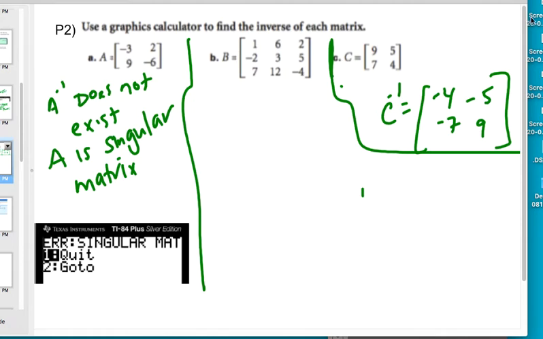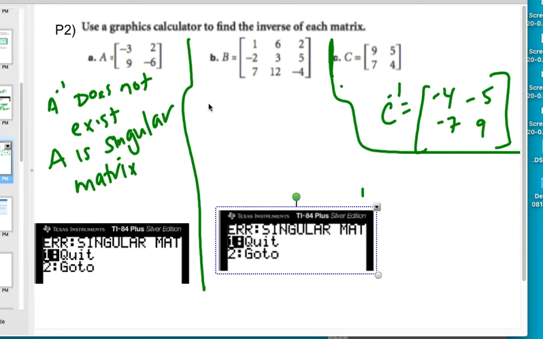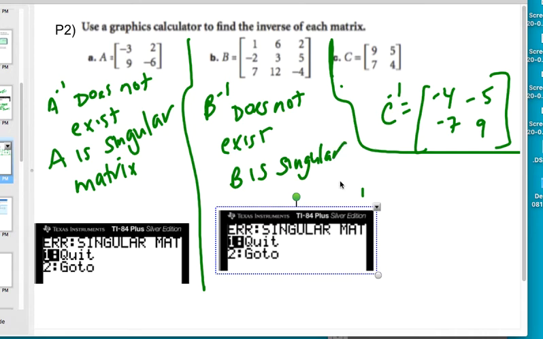So we're going to also be running into one of, oh, not the right one. Sorry, my bad. This one. Okay, so B inverse does not exist. B is a singular matrix, and that just means it does not have an inverse. Cool. So there we go.